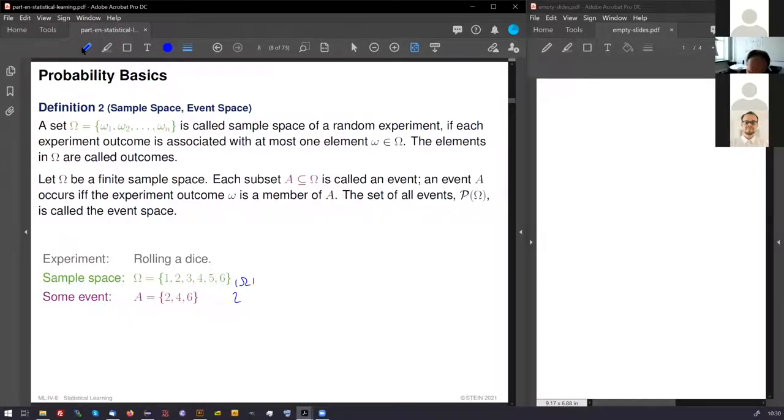For instance, if you roll a 4, the event, which we might call an even roll, occurred.